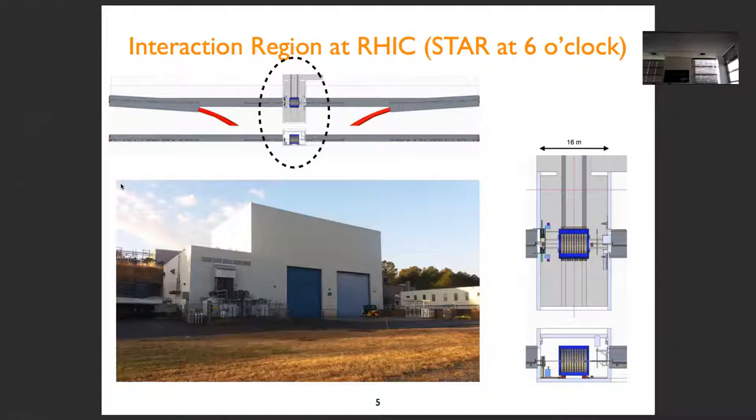This STAR detector is about 1,200 tons, give or take, so it is very hard to move. Moving 100 feet takes us a whole day. In any case, this is where the main detector is going to be, and this is where the beam instrumentation and the forward detector coexist, just to give you a sense of scale.